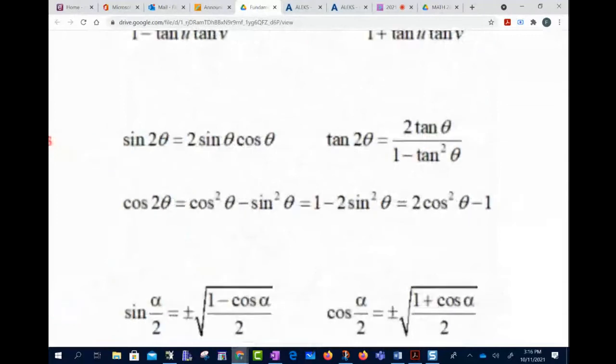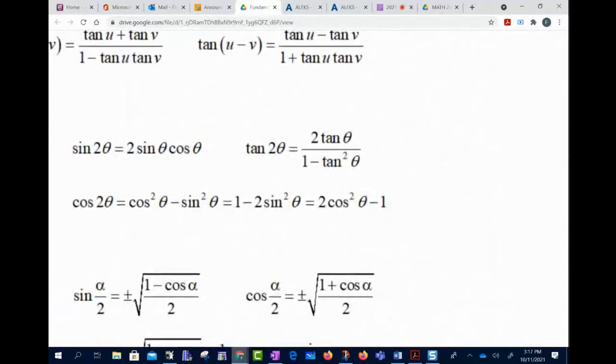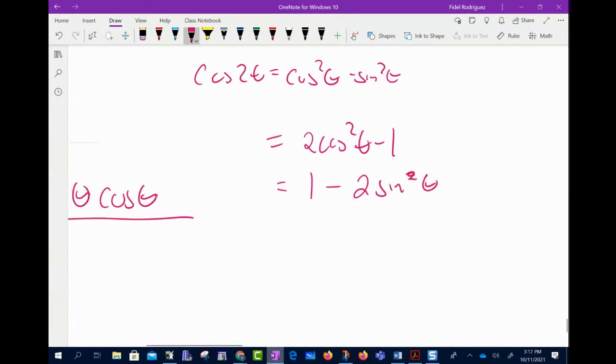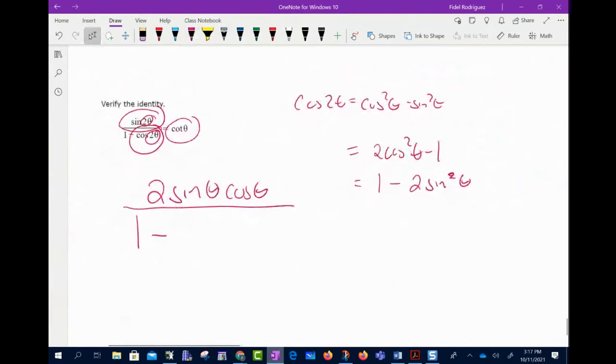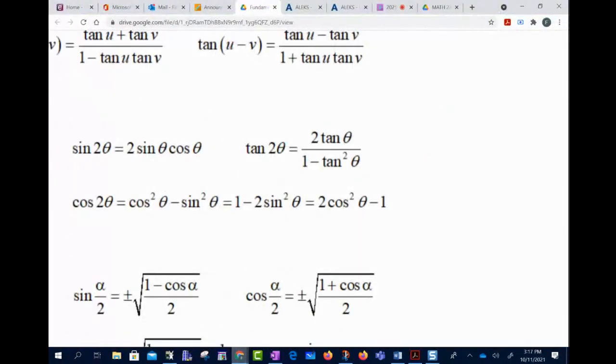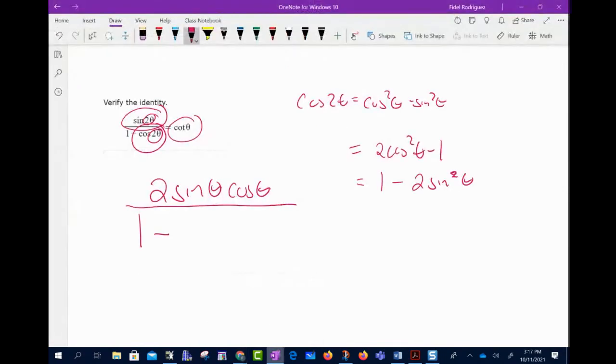Here we go. This is what we're looking at. Okay, so we have these other 2 right here, 1 minus 2 sine squared and 2 cosine squared minus 1. So 2 cosine squared theta minus 1, and the other one was 1 minus 2 sine squared theta, I think that's what it was. So 1 minus 2 sine squared theta and 2 cosine squared theta minus 1, right?